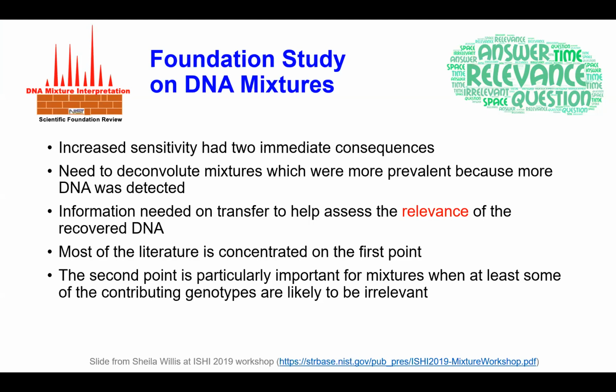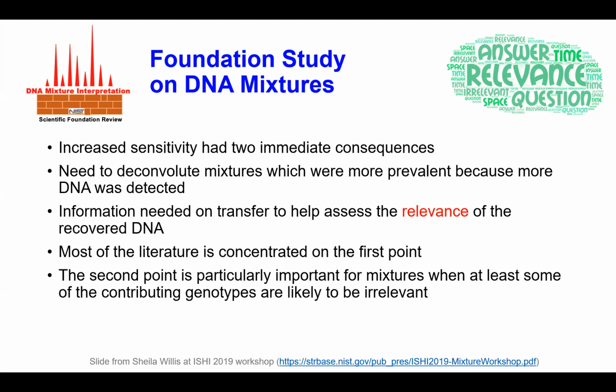Most of the literature that's been published to date has focused on the first part: how do we get results from these highly sensitive DNA systems and deal with mixtures? But the second point becomes really important when you consider the lower-level minor contributors and the trace contributors. Are they even relevant in some cases? That becomes the challenge of how we look at that.